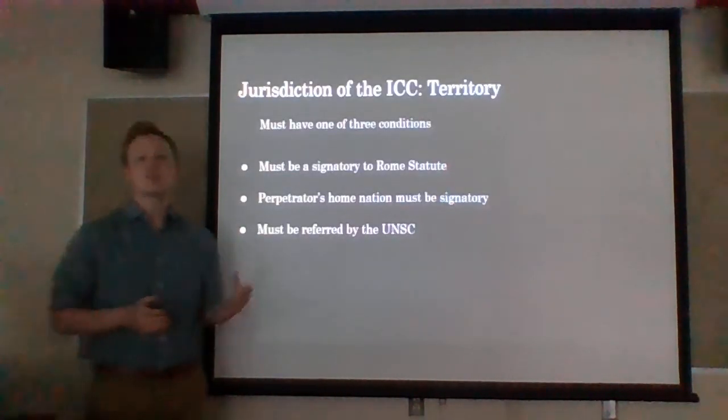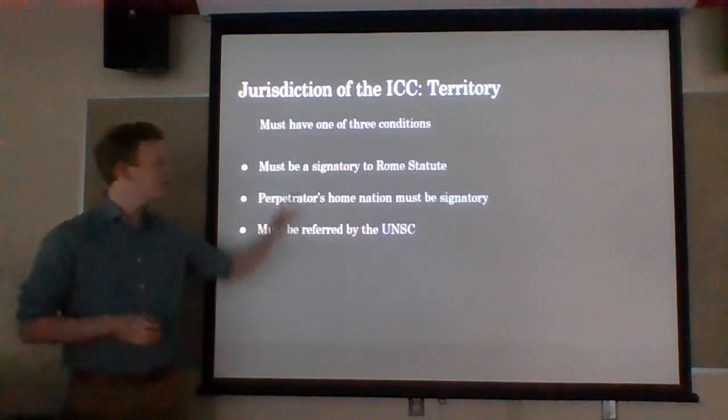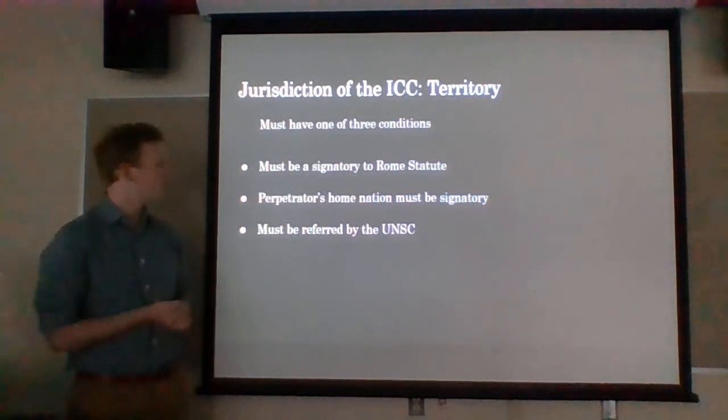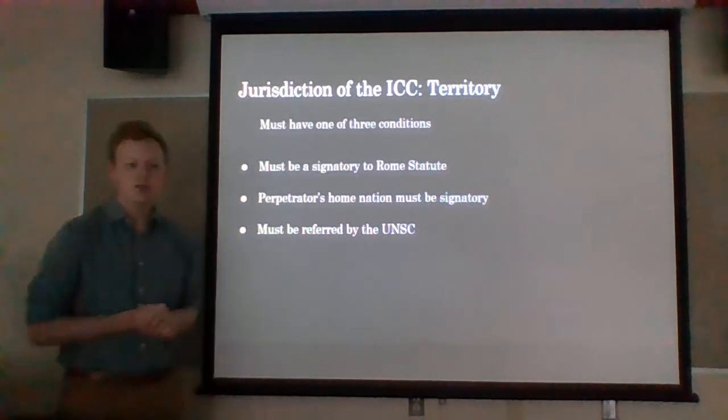So one of the aspects of jurisdiction that we're going to look at is territory. So one of these three conditions must be met by the ICC if it wants to prosecute a case.